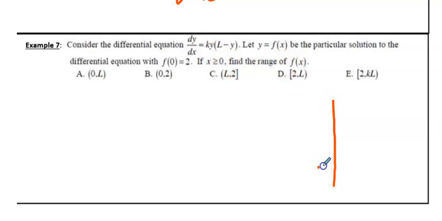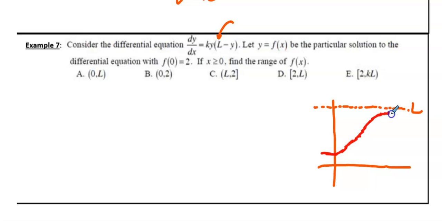So this actually takes into account something I did in example number 5. We know that the most this function is going to be is our carrying capacity, and it's given to us right here as L. We're never going to reach the carrying capacity, but we know we're going to get close to it. And so we know that our graph function looks something like this. We know we're starting when x equals 0, and this value is going to be 2.